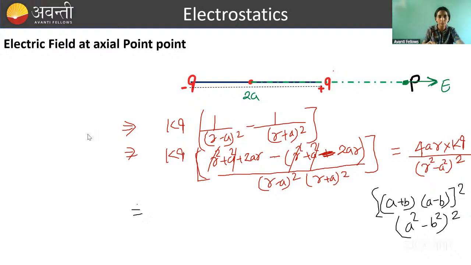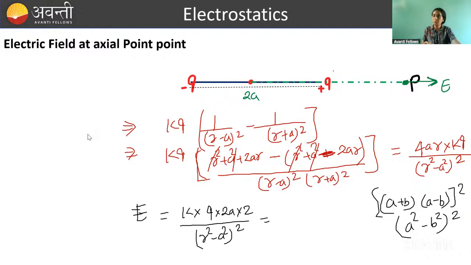Now let's write the electric field value: K into Q into 2A into 2, right? 4A we can write as 2A into 2, divided by (R square minus A square) whole square. Okay, Q into 2A can be written as P. So this is 2KP by (R square minus A square) whole square.